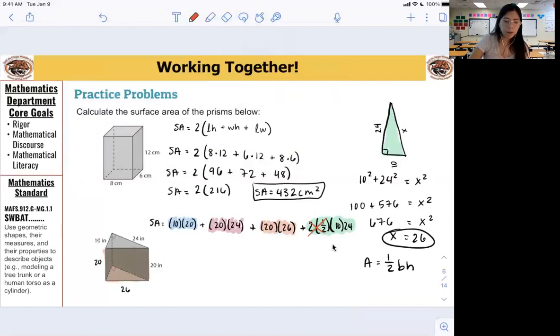All right. So now we have everything we need. Let's go ahead and find out what is the surface area of this triangular prism. So start simplifying things. What do we get? 200 plus 480 plus 520 plus 240.